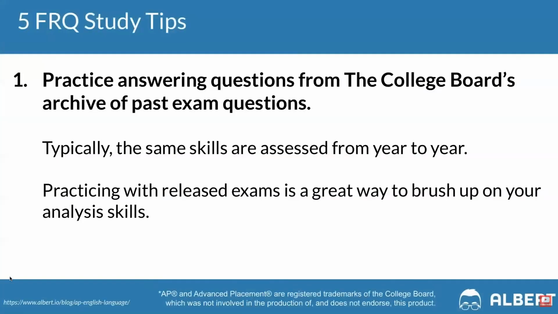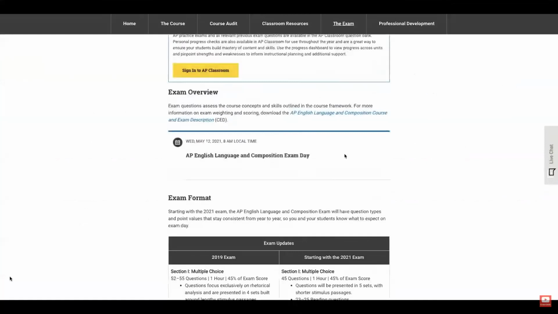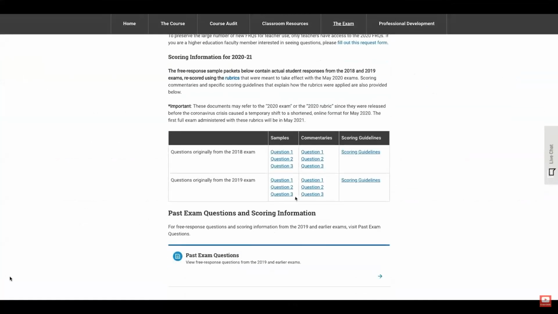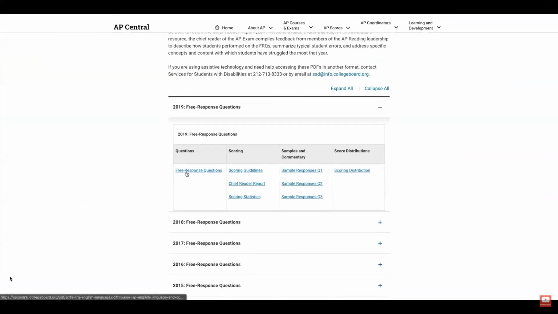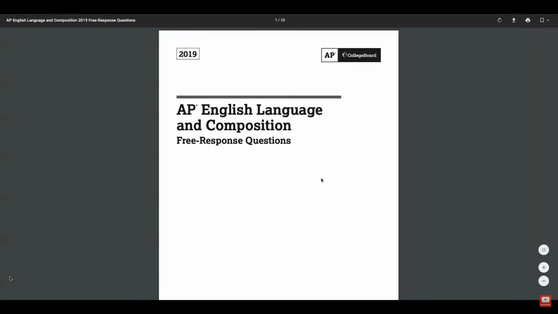Now, let's go ahead and jump into our FRQ tips. The first tip when it comes to tackling the FRQs is to practice using the archive of previously released exams. This resource can be found on AP Central, which is hosted by the College Board. What you'll find on the site are previously released exam questions that were the actual free response questions that were given to AP English Language test takers.